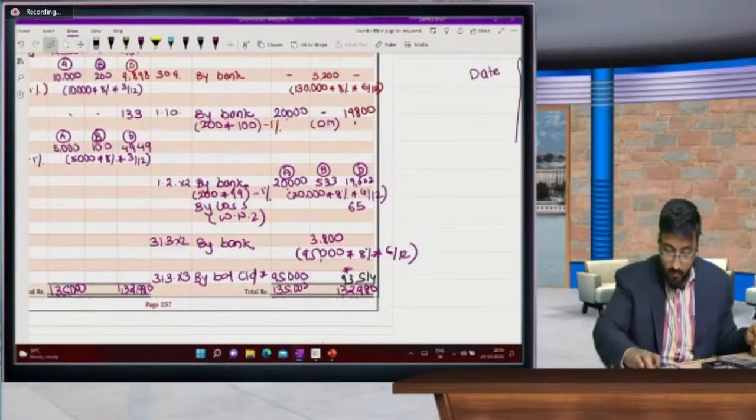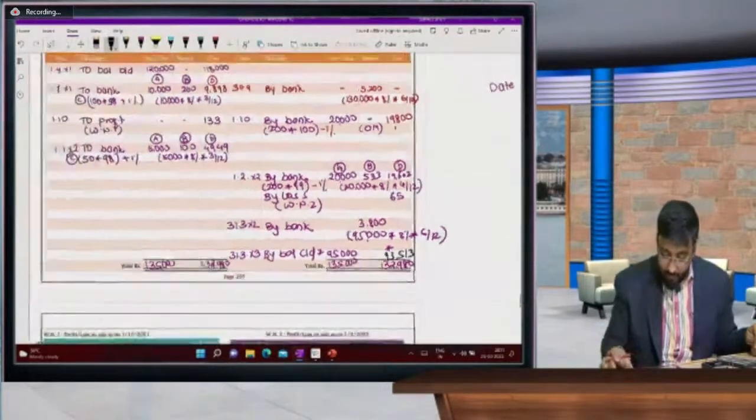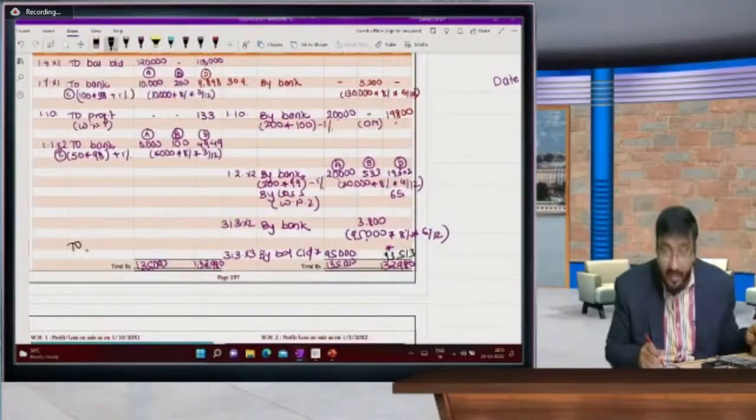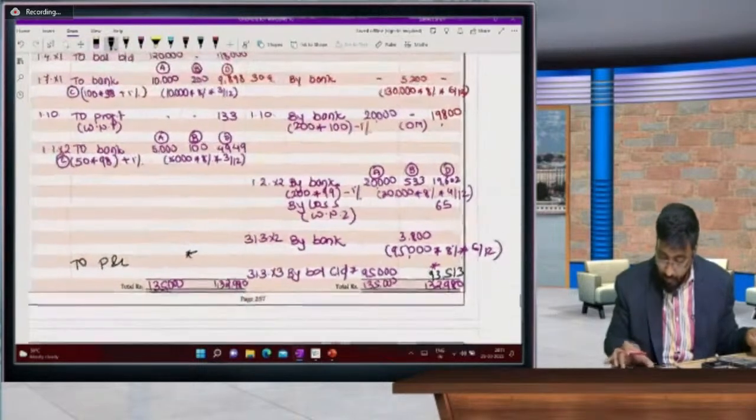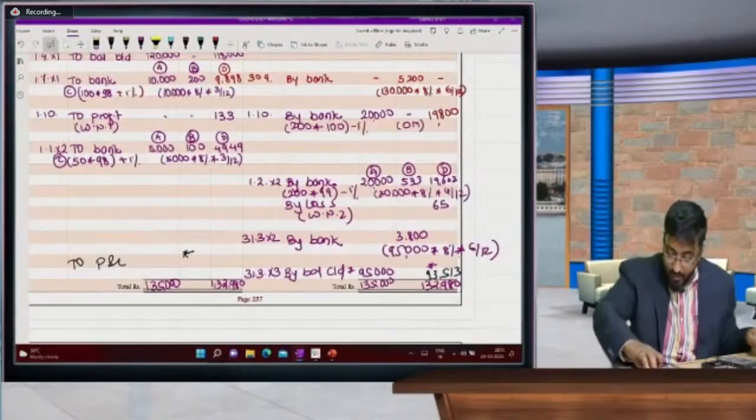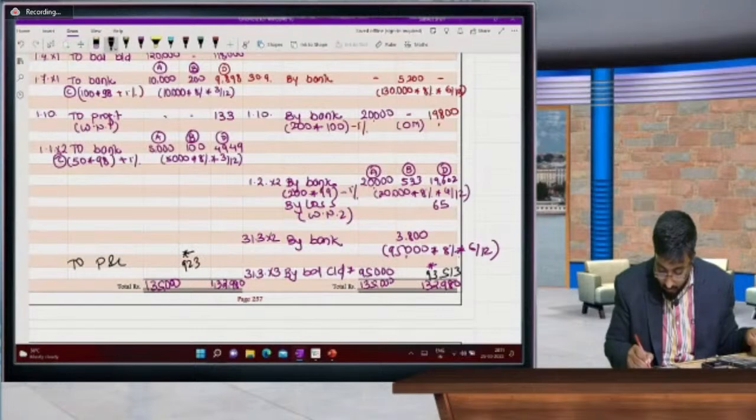Plus 65. 132,9,513 you can write here. And now interest is transferred to P&L. 5,200 plus 533 plus 3,800 minus 300. 9233. This is 9533.